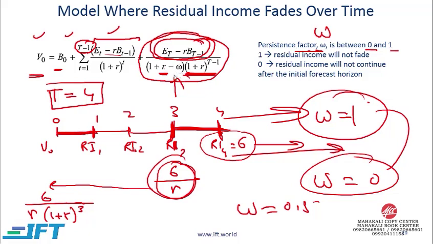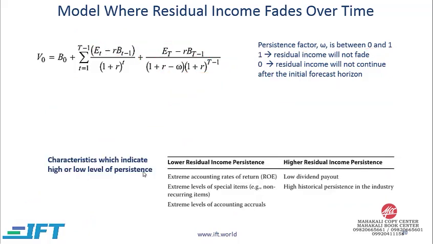If the persistence number is high, then the value that you will get will be high. If the persistence number is 0, then you simply have the present value of 6. Now, what are the characteristics which indicate high or low levels of persistence? When will you have low residual income persistence? If ROE is abnormally high, then persistence will be low because ROE will come down.